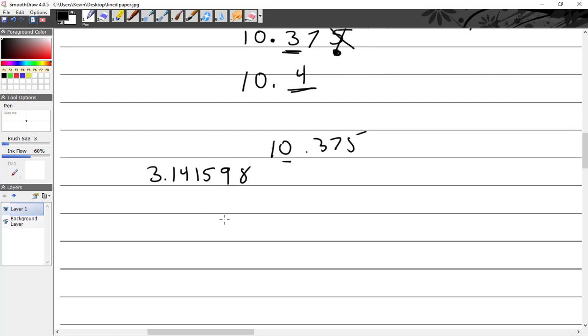All right, and I want to round off to the nearest 10 thousandths. Which one is the 10 thousandths position? Tens, hundreds, thousands, 10 thousandths. So what would this number become if I rounded that? 3.1416.